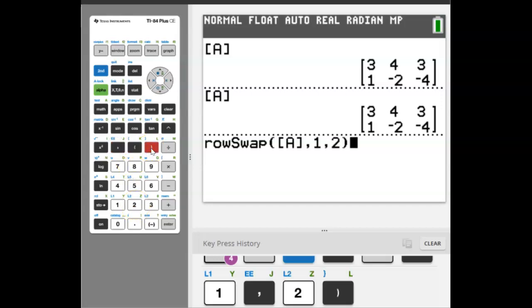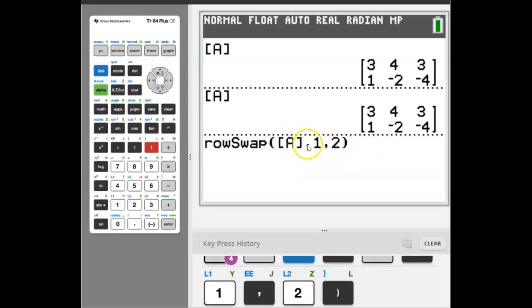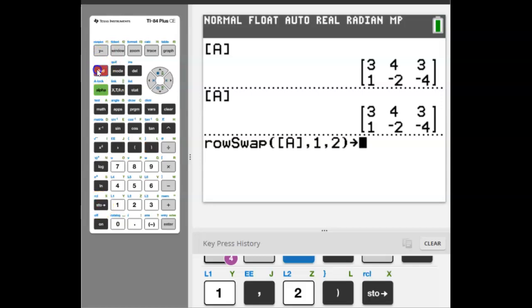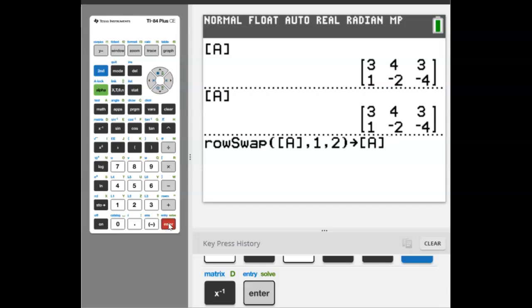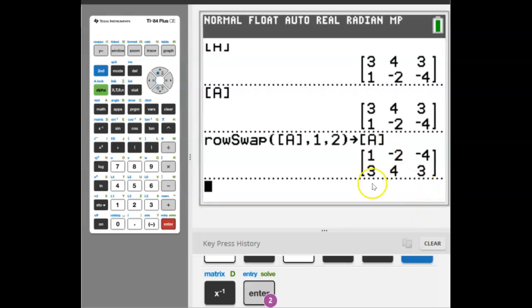Before I hit enter, I want to store my new matrix in matrix A. So I'm going to hit the store button and store it over the top of matrix A. It's just going to replace the old matrix with this new matrix. So watch here, and you can see what happened: rows 1 and 2 switched places.